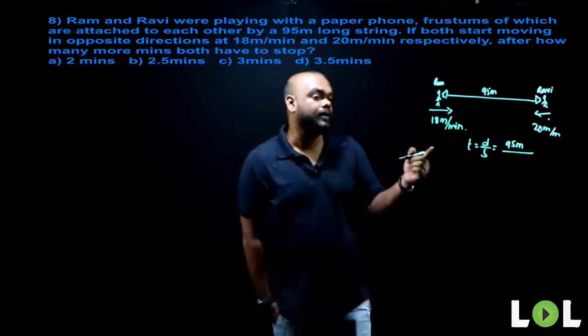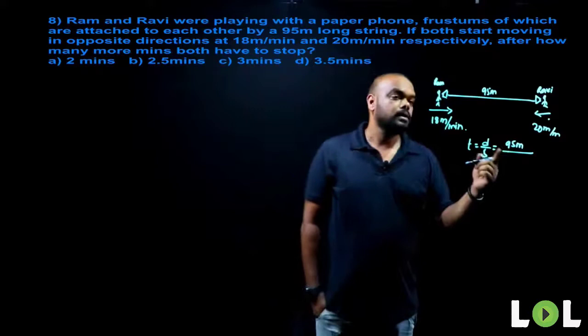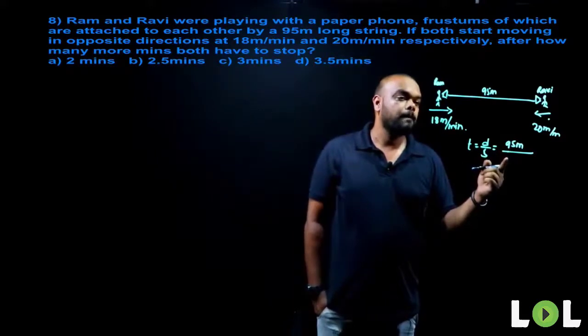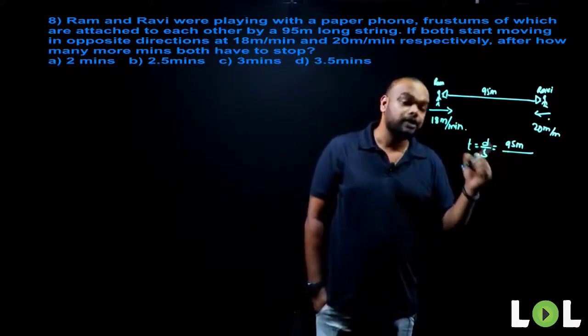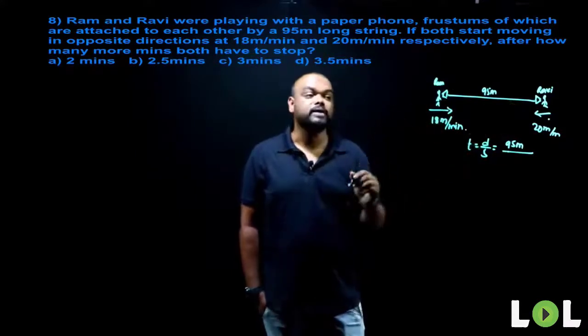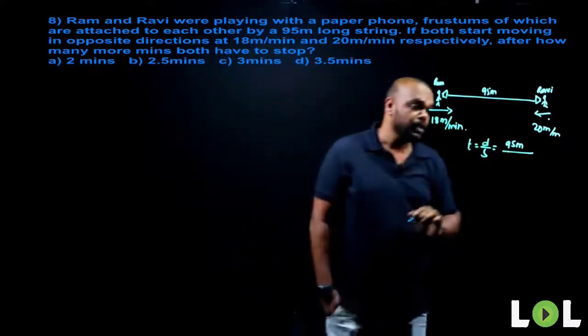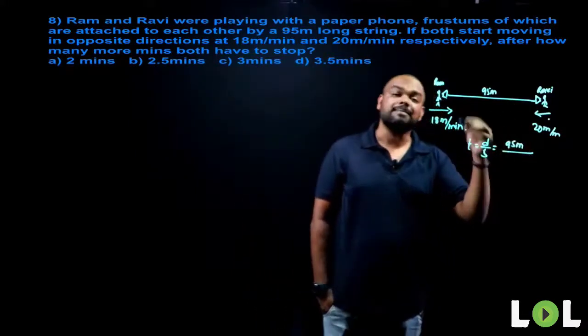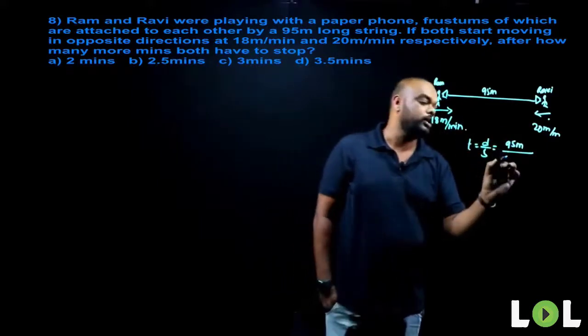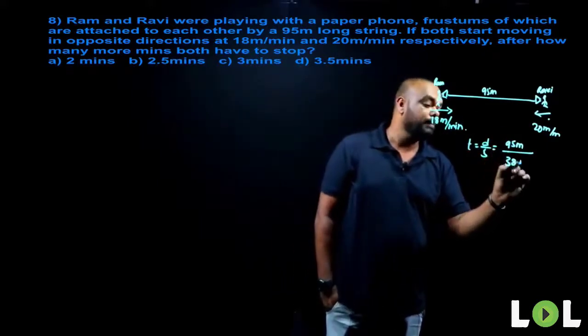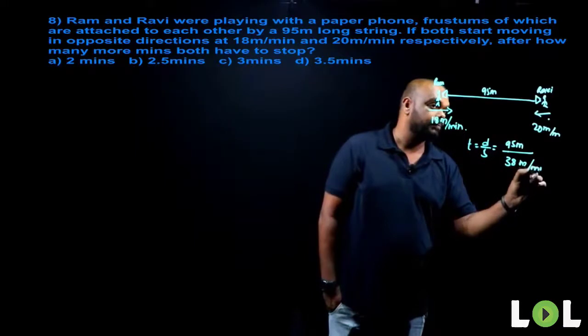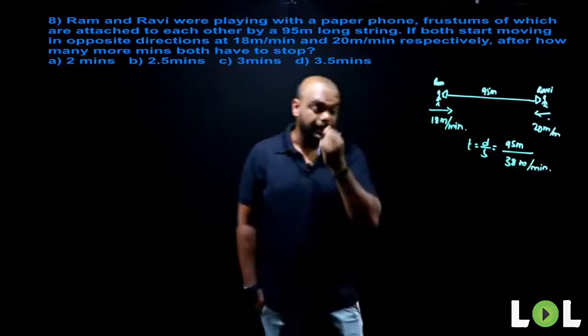Relative speed. Why relative speed? Because there are 2 objects moving. That is the reason it is relative speed. Okay. So relative speed in opposite direction means sum of the speeds. That is 18 plus 20, 38 meter per minute.